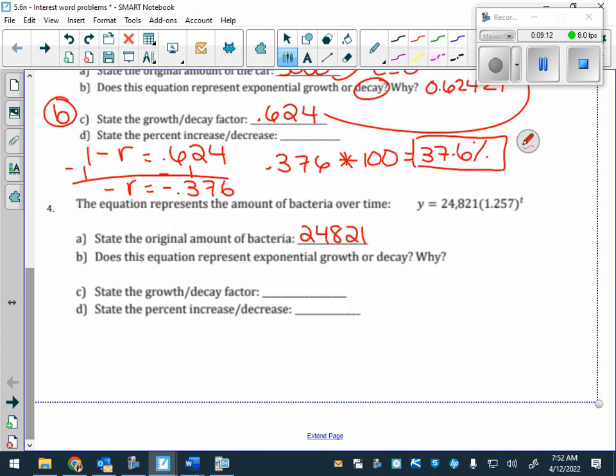Good. Is this growth or decay? Rory. Growth. Good. So 1.257 is greater than 1. Good. All right. Same situation. State the growth or decay factor. Emily.